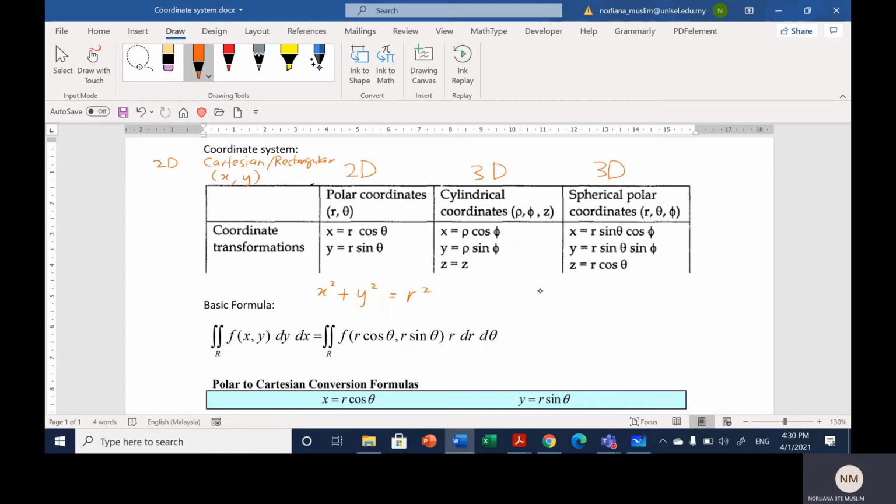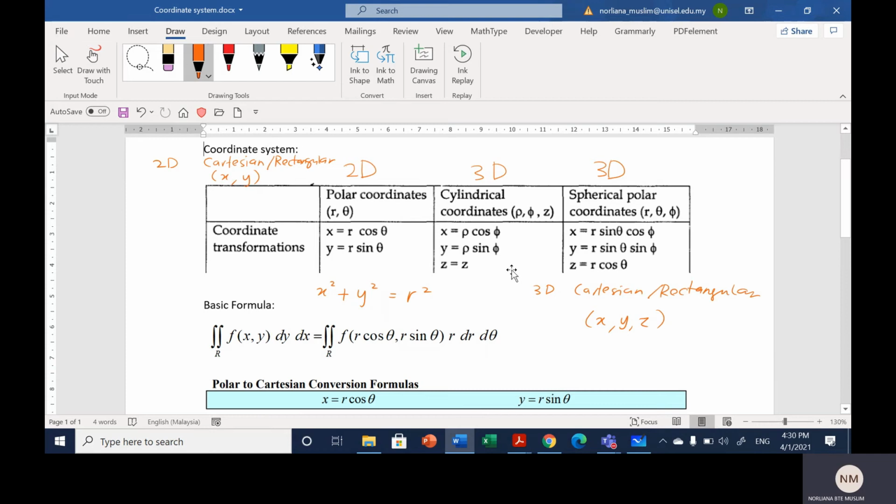And for the 3D, we also have Cartesian, or we call it rectangular, but it is in 3D. The coordinate will be written as x, y, z. This is the basic form. This Cartesian or rectangular can be converted into cylindrical or spherical coordinate. The transformation is given here. X in Cartesian is rho cos phi, y in Cartesian is rho sin phi, and z is equal to z. Same thing in this cylindrical. And for the spherical, this is the transformation.